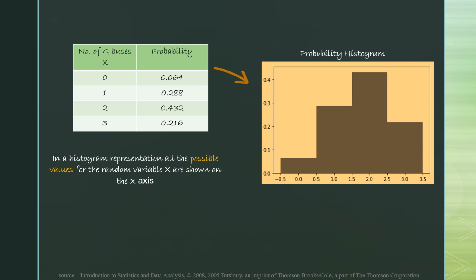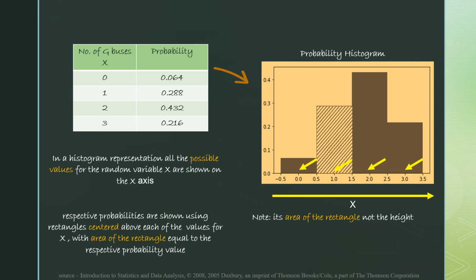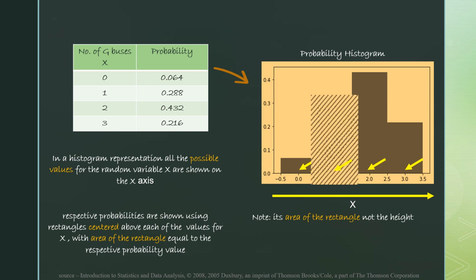In a histogram representation, all the possible values for the random variable x are shown on the x-axis, and their respective probabilities are shown using rectangles centered above each of the values for x, with area of the rectangle equal to the respective probability value. Note, it's the area of the rectangle, not the height.